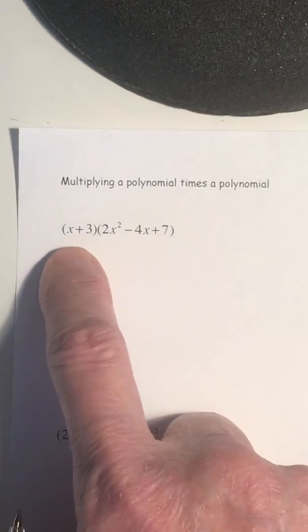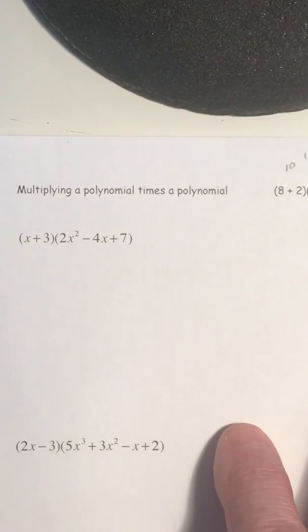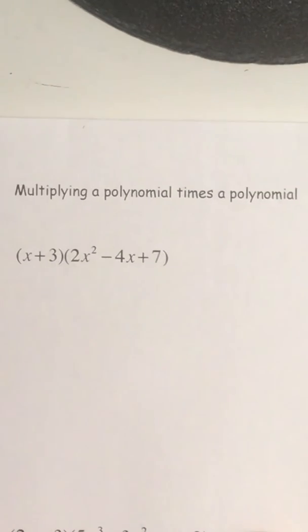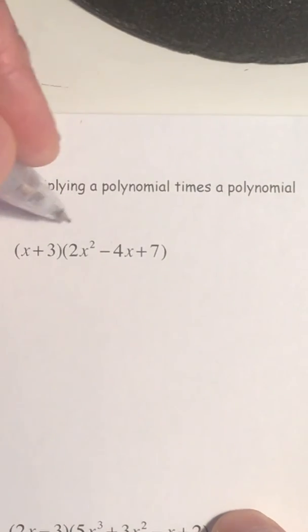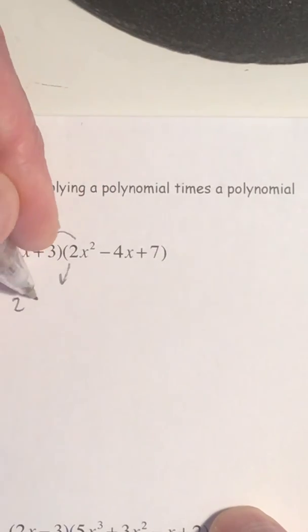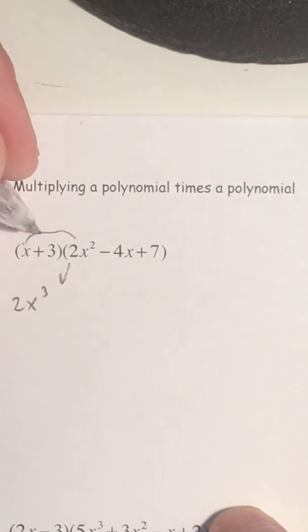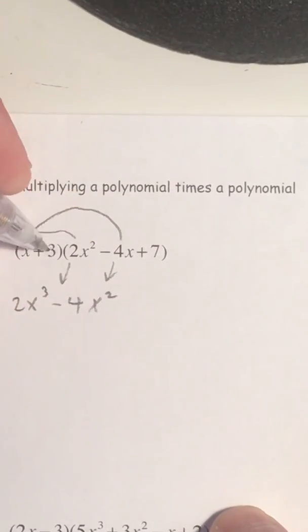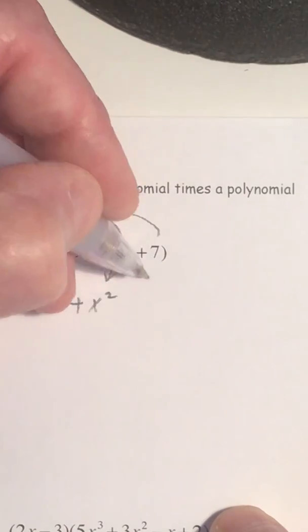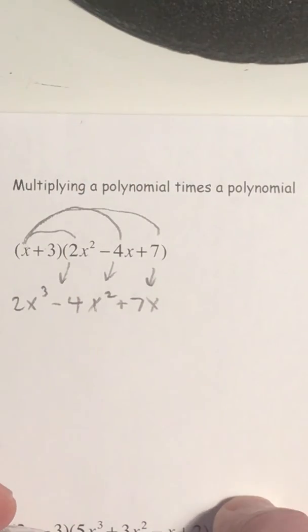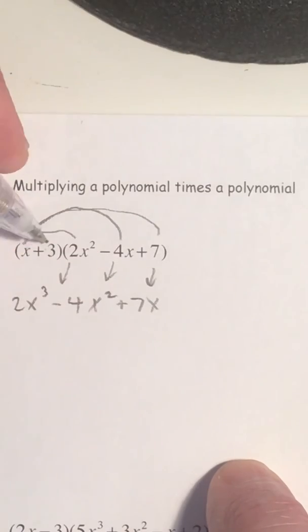Well, now we're ready to tackle stuff like this. Everything in here gets multiplied by everything in here. And part of the job here is just being careful, patient, accurate, neat. All those sort of skills are important here. So x times 2x squared, that makes 2x to the third. And then x times minus 4x, that makes minus 4x to the second. And then x times 7 makes plus 7x. So I'm done multiplying by the x.